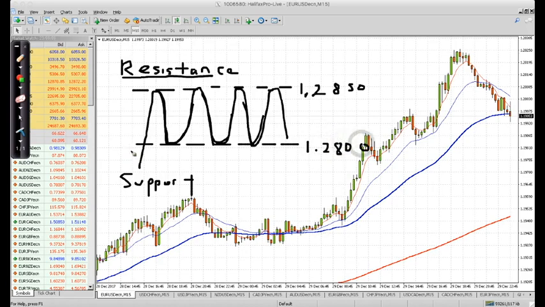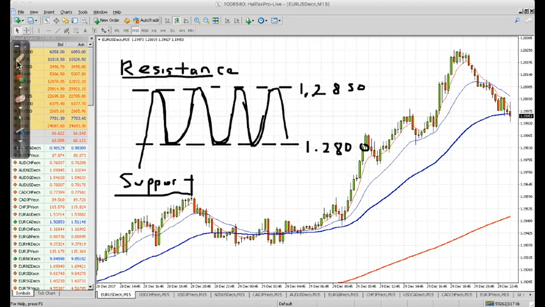Okay, so again, why does this support happen? Psychologically, it's because there are many buyers that are queuing at 1.2800. Demand exceeds supply at that level. So the moment the price goes to that level, there's a probability it will stop and reverse back up again. So that's the psychology of support and resistance levels. Okay, so the first question would be, how do you know when a resistance and support level is reliable?